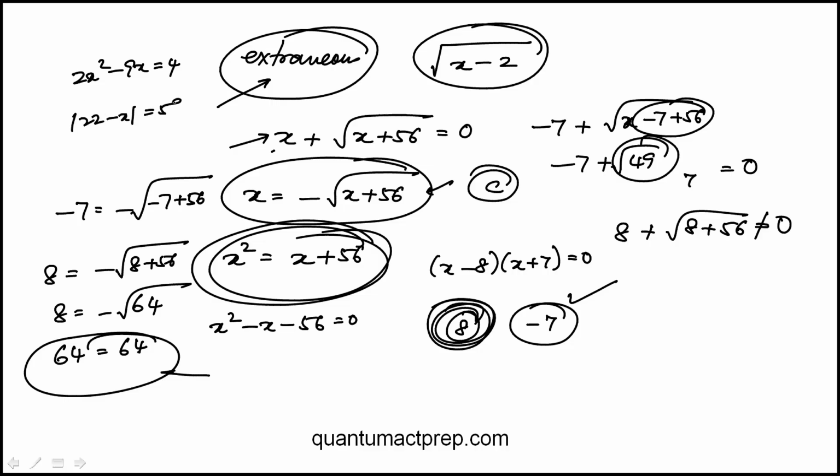Same thing with the absolute value. You may get one solution, two solutions, maybe none. Same thing with that one. So again, you're not going to be getting extra solutions that don't satisfy the original. So to summarize, the answer is choice C.